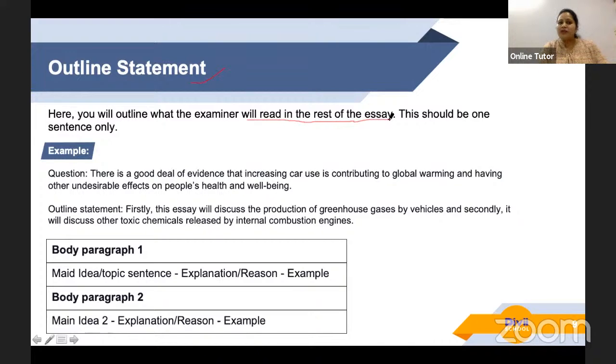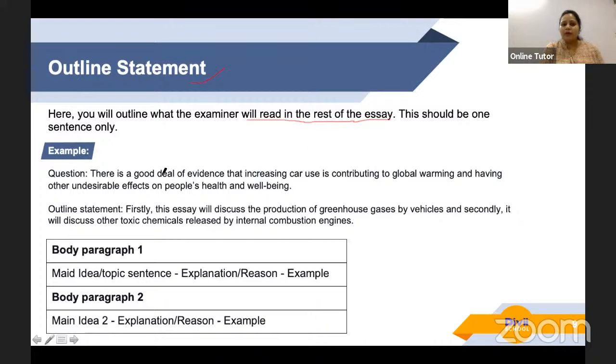This should be one sentence only, because you are not going to share details here. This is the third part of the introductory paragraph. So you are just going to wind it up in one sentence and continue giving details in the further paragraphs in the same essay. Okay, so this was all about the introductory paragraph.